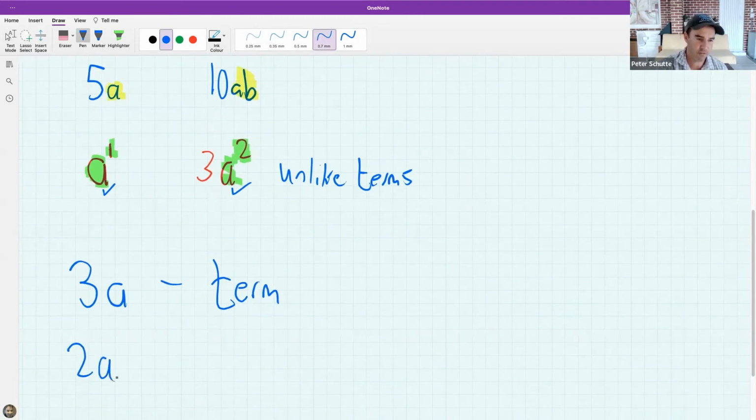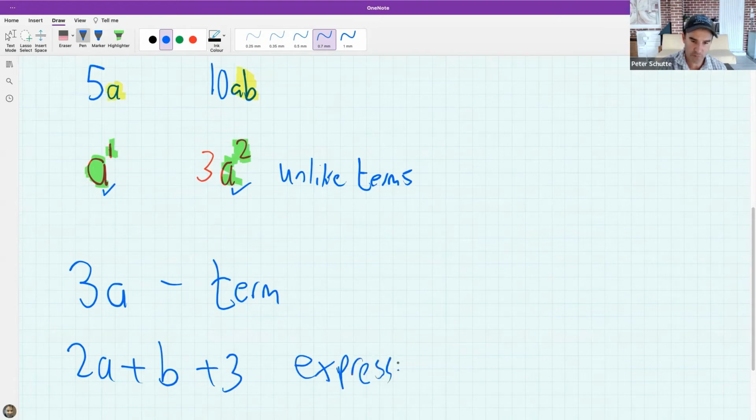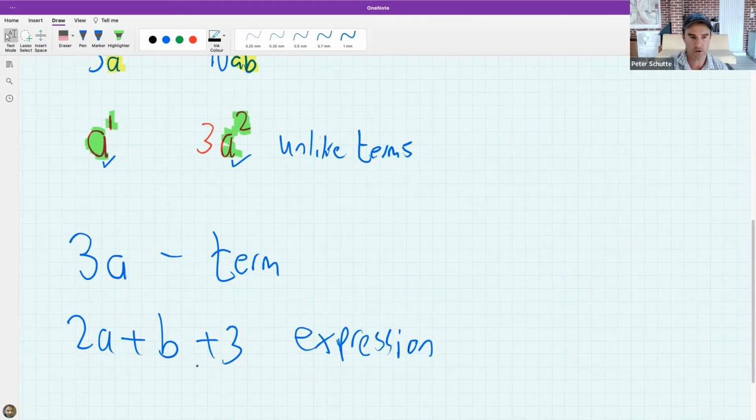If we have a couple of terms together, say something like that, we call that an expression, an algebraic expression normally, but just an expression. So in some ways, the first one could also be called an expression, but it's only got one term, whereas the second one is an expression with 3 terms.